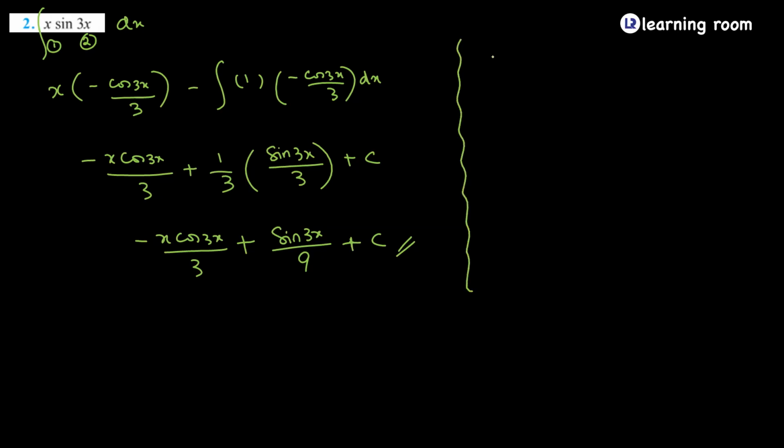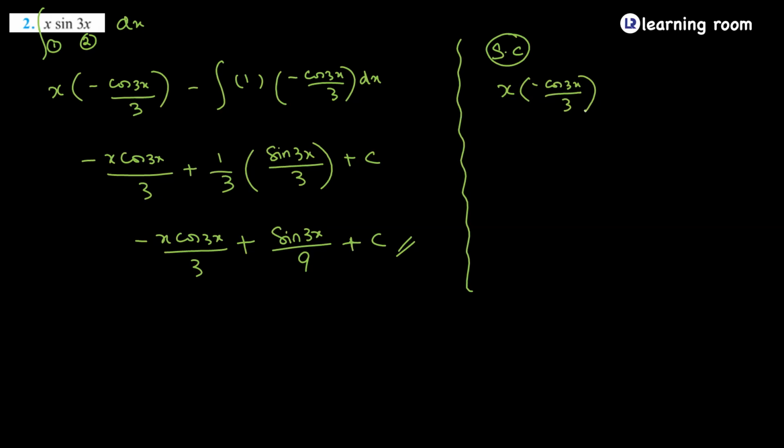So if you remember, I gave you a shortcut to solve the problems. What is the shortcut I told you? Whenever you have a combination of algebraic and trigonometric, and the trigonometric function should either be sine or cos, so when that is the case, how are you going to solve it? You will write the first function as it is, and you will integrate the second function. So what is the integral of sin 3x? It will be minus cos 3x divided by 3.